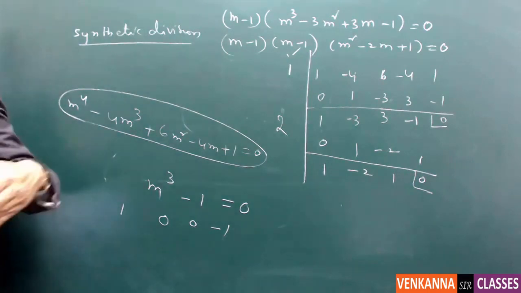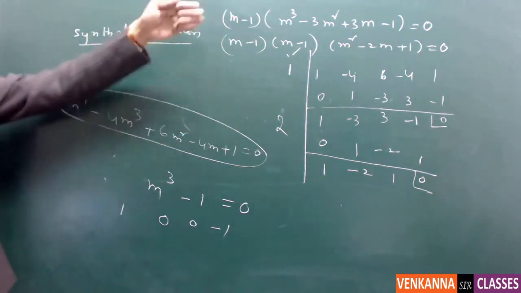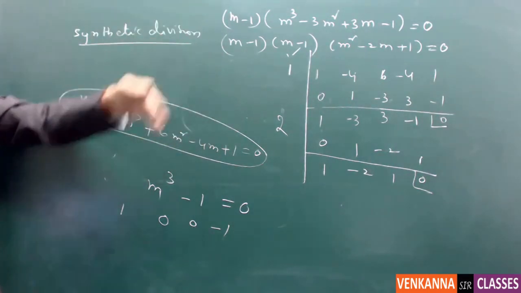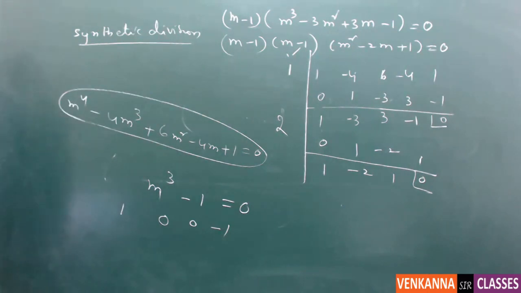You are going to decrease the level one after the other. 4th to 3rd, 3rd to 2nd, like that. Fine. So, do you need more explanation on this part?